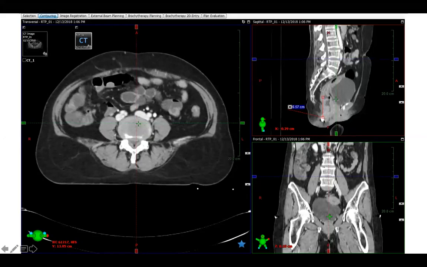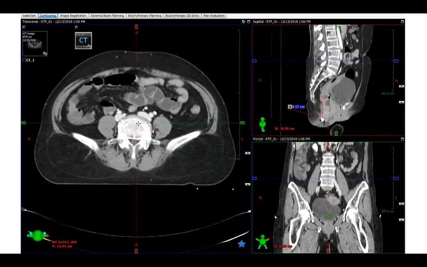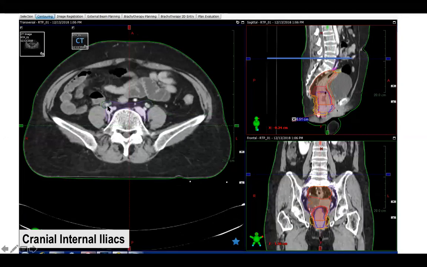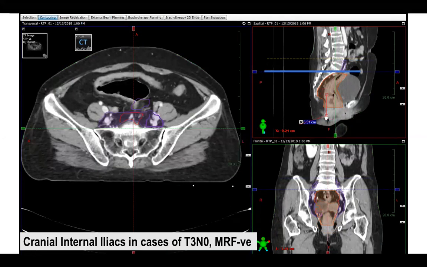So if we follow, the common iliacs have arisen and now they have bifurcated. The moment they bifurcate, we start drawing the region which we want to treat, and go all the way down and continue down to the level where the pelvic diaphragm inserts into the obturator internus over here.